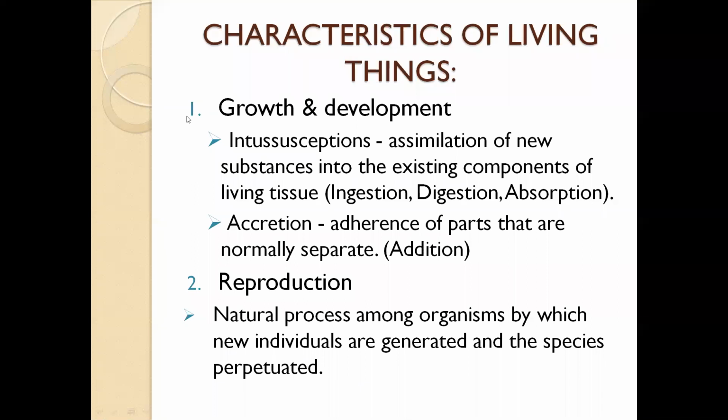All right? Then, next is reproduction. Okay, this is the natural process among organisms by which new individuals are generated and the species perpetuated. Perpetuated meaning you need to be able to preserve your species. So in order for you to do that, you need to mate with the same species. Okay? So what will happen if two organisms of different species mated? Will they be able to produce an offspring? Or if they do, what will happen to their offspring? All right, so does anyone know?